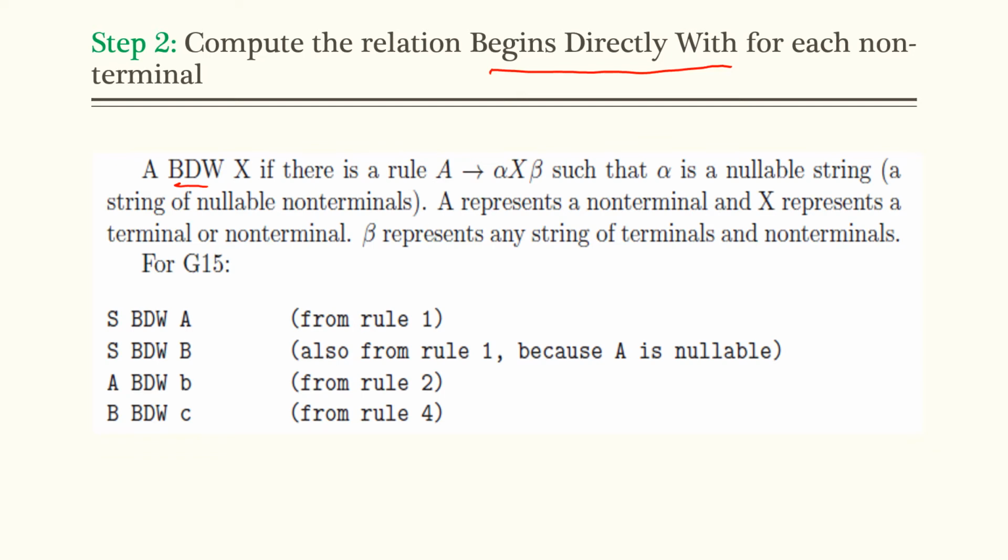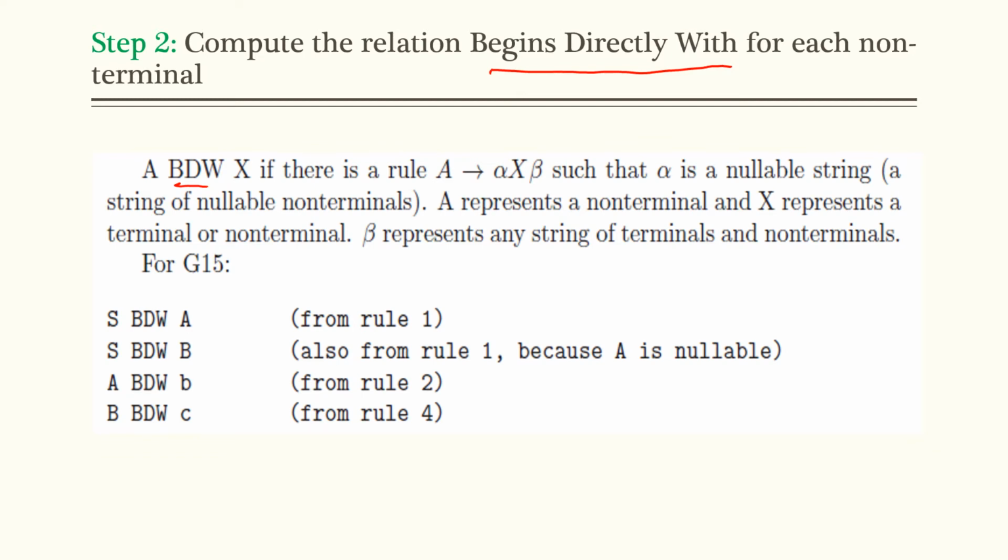Let's look into the grammar. If you look into the first rule, it is S goes to A, B, and small letter c, which is a terminal. So the BDW for S would be A, that is from rule 1. Also, the BDW for S is B, so also from rule 1. Why? Because A is nullable.